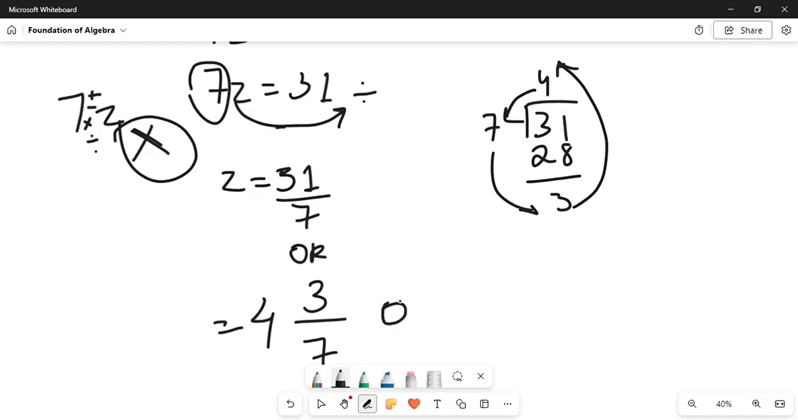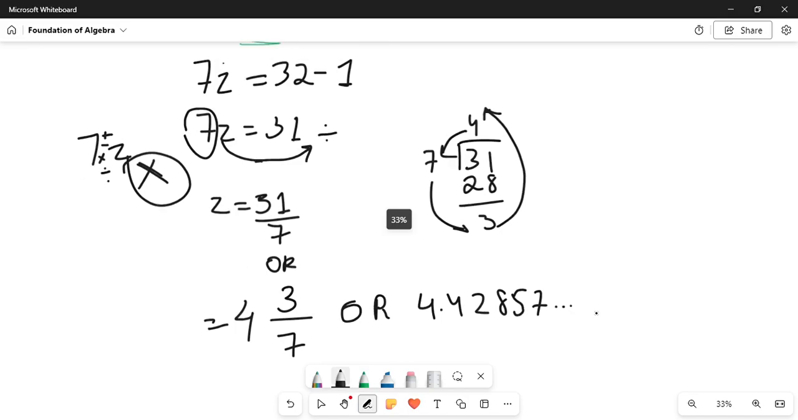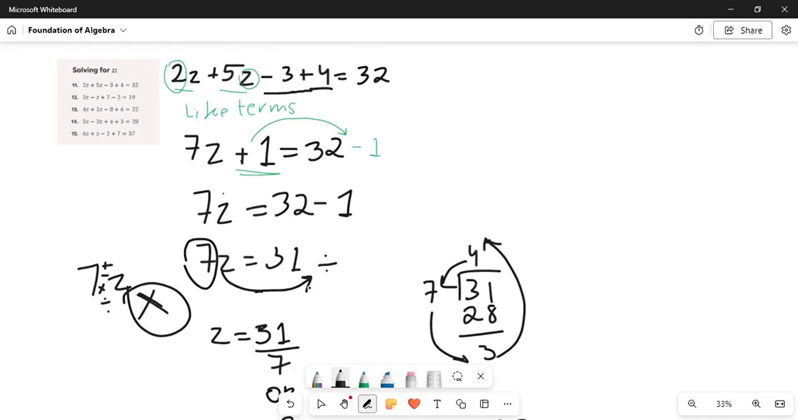You can also write it in the decimal form, which is, I'll just use a calculator for it, 4.42857, and so on. But the preferred one is this mixed number. So if you have a choice between all of these, then do write in the mixed one.